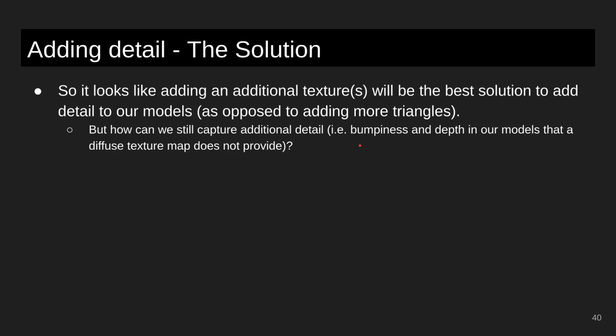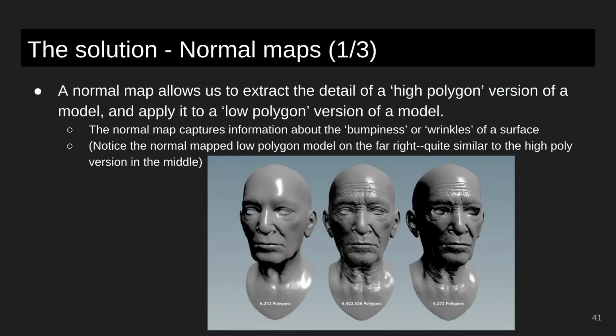So the question is, how can we do this without using more triangles, since our diffuse texture map really doesn't provide this information of depth? The solution is to use a special texture called a normal map that extracts the detail of a high polygon model, something like the one in the middle, and then saves that information as a texture and applies it to a lower polygon model.